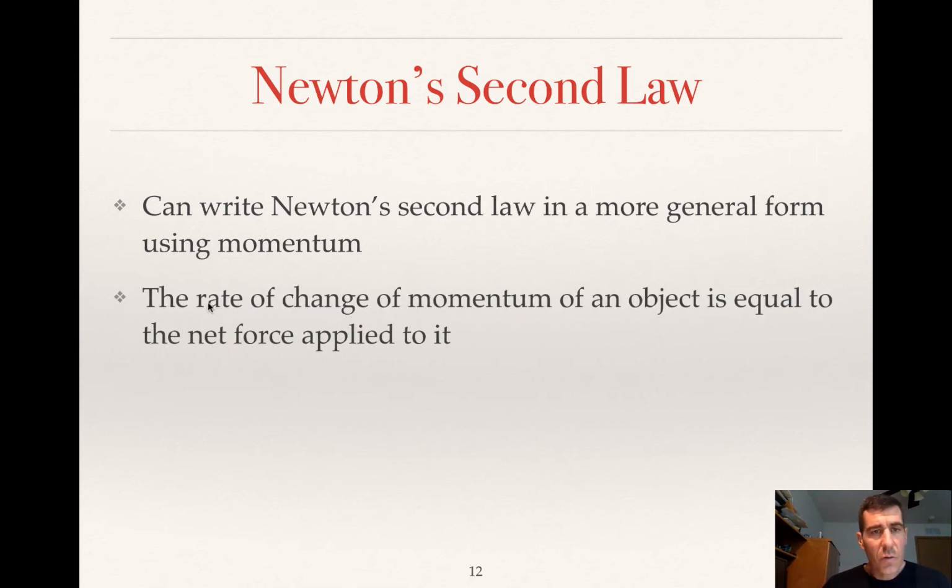So, using momentum, we can actually write Newton's second law in a more general form. What the more general form of Newton's second law says is that the rate of change of momentum of an object is equal to the net force applied to it. So instead of in terms of mass and acceleration, we write this in terms of the change in momentum. So the net force on an object is equal to the rate of change of the momentum, dp/dt, the derivative of the momentum with respect to time.